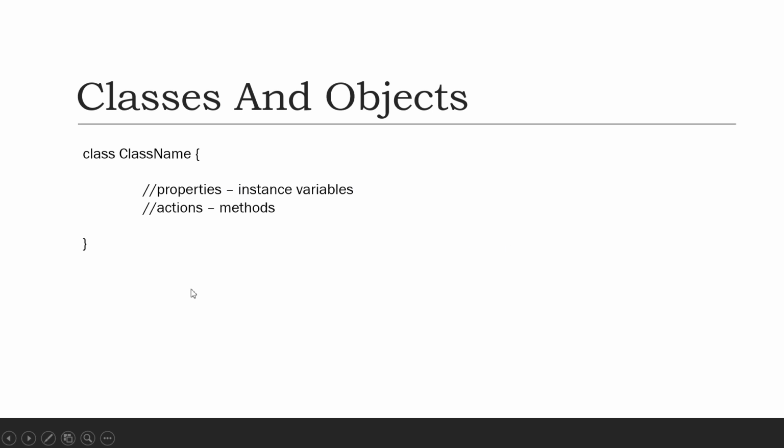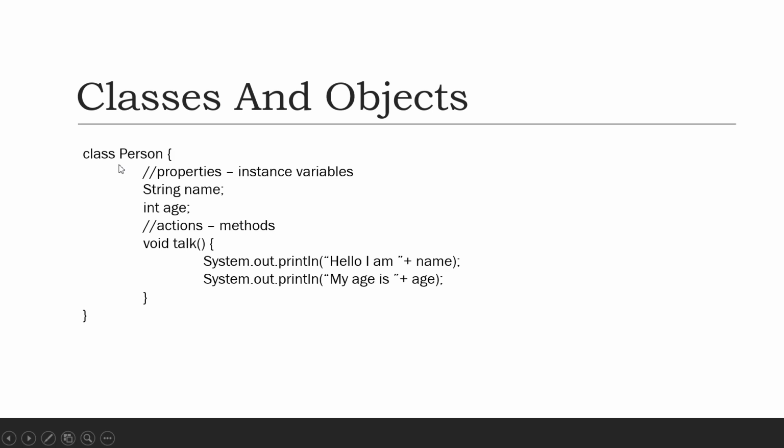If we take a Person class, we can write the code like this. We can write code in the class that specifies the properties and actions performed by a person. For example, a person has properties like name and age. Similarly, a person can perform some operations: he can walk, he can talk. So let's say we have created one action like talk here.